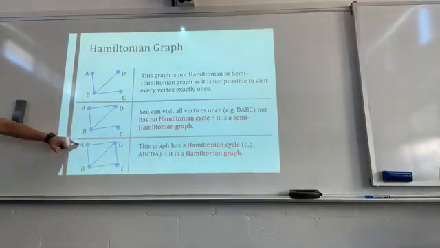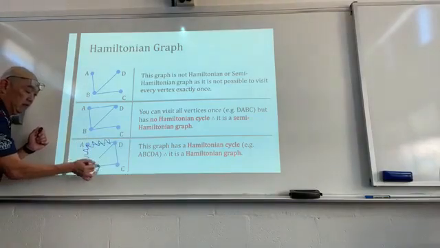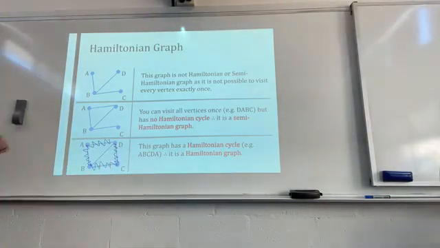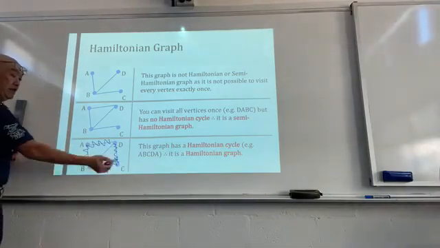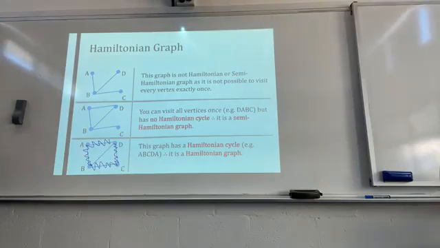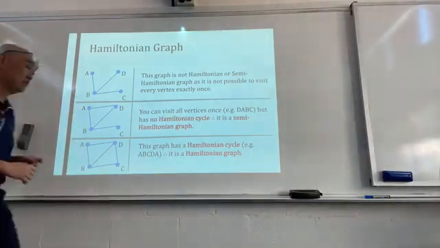Here, this path has a Hamiltonian cycle, therefore, it is a Hamiltonian graph. This is the Hamiltonian cycle. All right? So basically, you're traveling from A, B, C to D, or A, D, C to B, or B, C, D, A, or whatever. There's no actual starting point. All right? You can start anywhere you like.